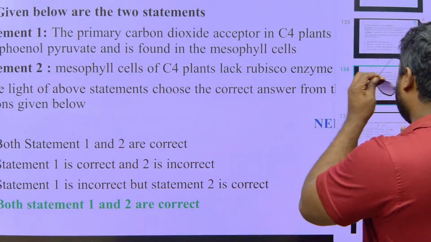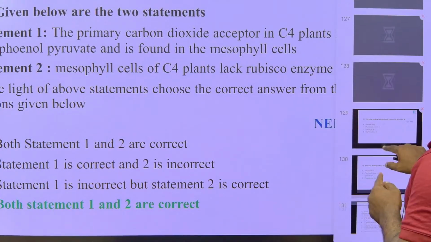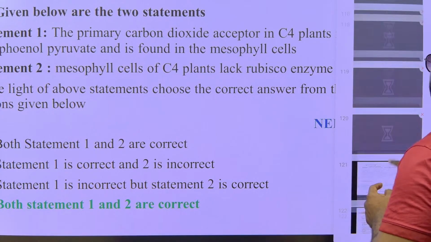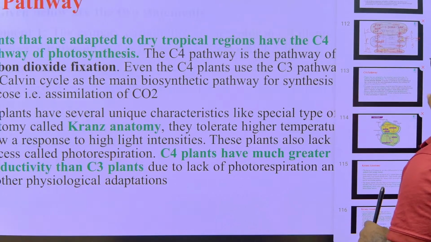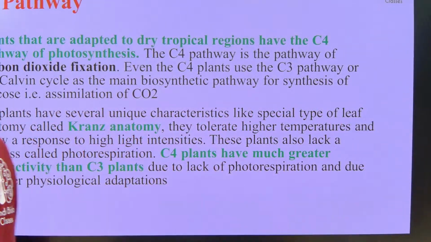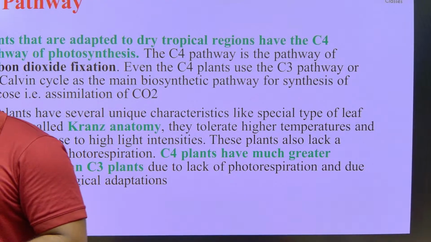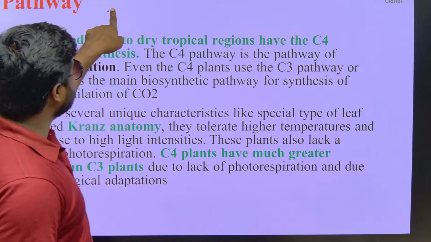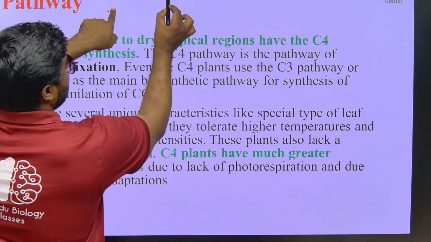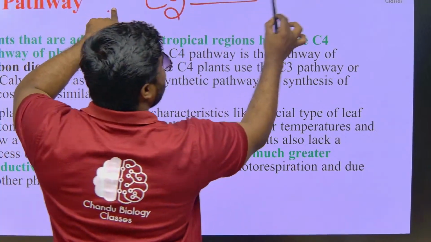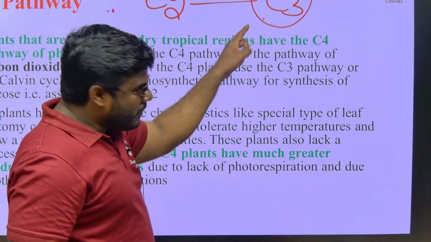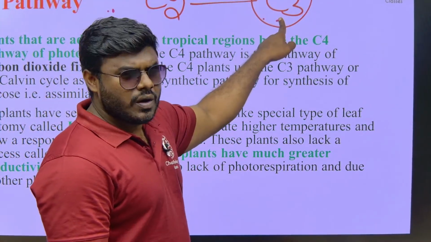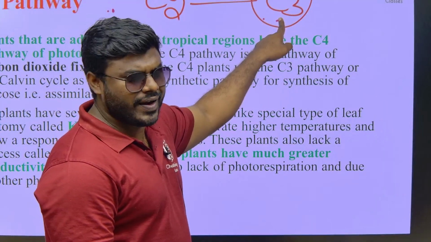Anyway, let's complete the C4 pathway also, then we can solve many previous year questions. Now don't get confused. This is more interesting. The question is super clear. The C2 cycle only happens in which plant? C3 plant. Correct or not? What is the reason? Because C3 plants contain rubisco. Rubisco can fix oxygen also, and carbon dioxide also.